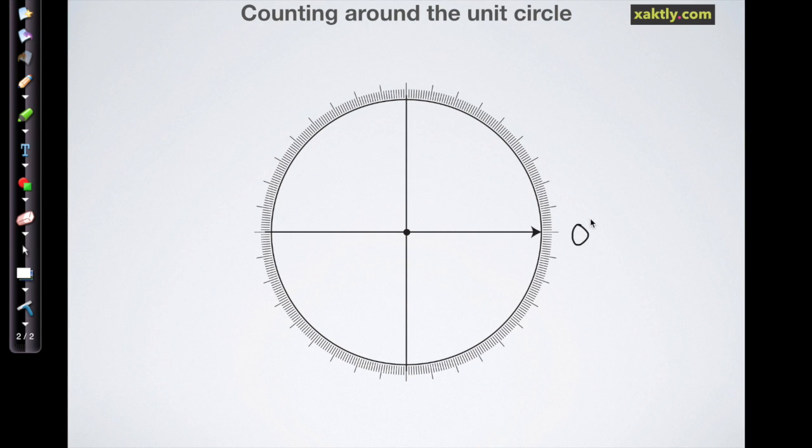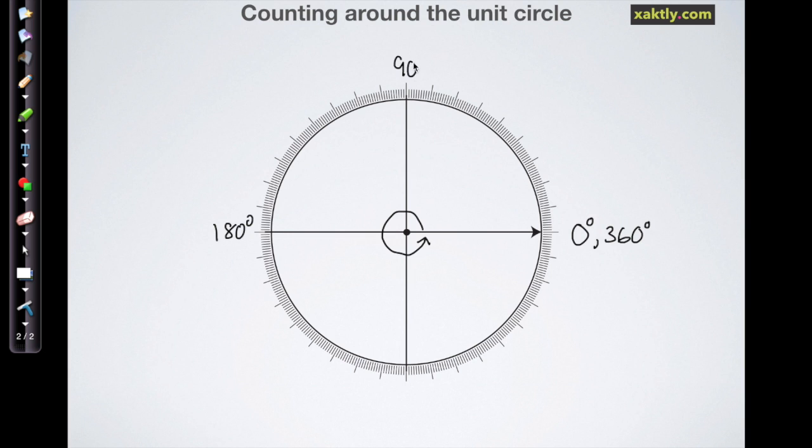We'll start with 0 degrees over here on the right. Remember that we go around the unit circle counterclockwise, and so if we go around one full circle, it's 0 to 360 degrees. Now let's count in half circles. If we go halfway around the circle, it's 180 degrees, and then we come right back to 360.